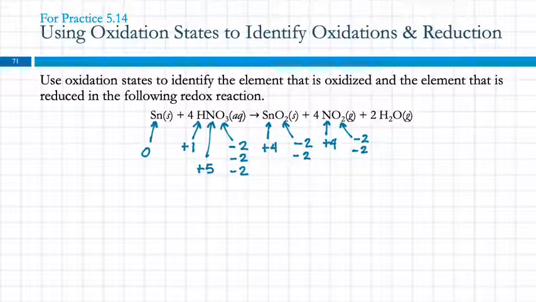The coefficients aren't going to come into play here at all. No. We're just looking at how the oxidation state of this particular atom changes. So tin is going from 0 to +4. That's a change. The numbers in front are just to balance the equation.